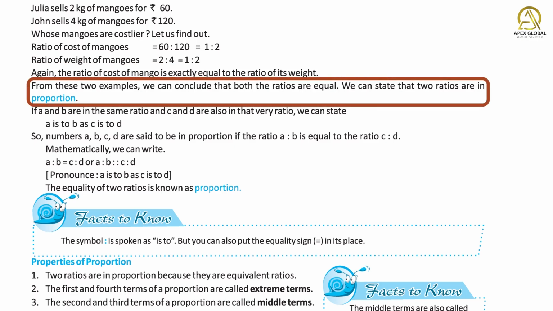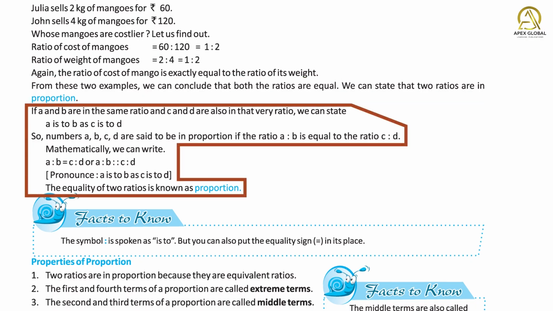From these two examples, we can conclude that both the ratios are equal. We can state that two ratios are in proportion. If A and B are in the same ratio and C and D are also in that very ratio, we can state A is to B as C is to D. So numbers A, B, C and D are said to be in proportion if the ratio A ratio B is equal to the ratio C ratio D.